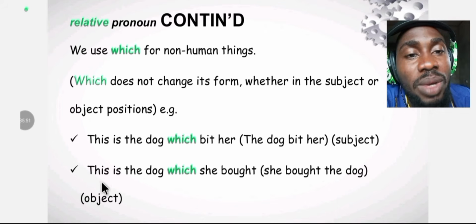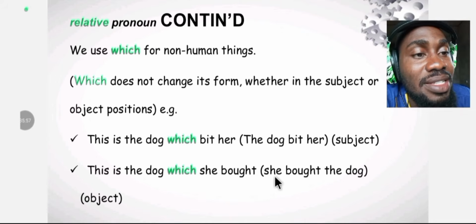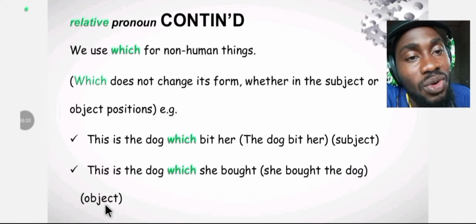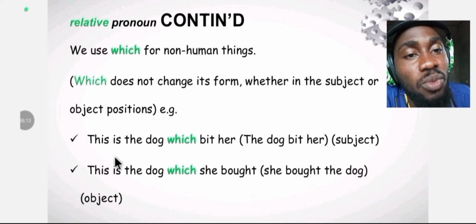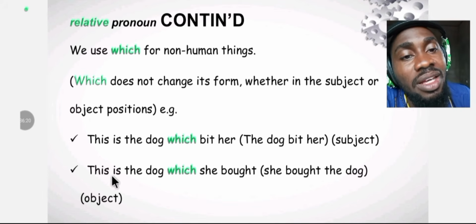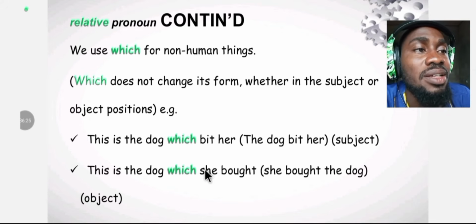Then the second example we have here is, this is the dog which she bought. If you look at the statement in the bracket, it says she bought the dog. Yes, that's correct. And which here is occupying the object position. Why is it occupying the object position? Because which is located on the right hand side of the verb, or after the verb. And the verb we have here is bought, the past tense of buy. So which is occupying the object position.